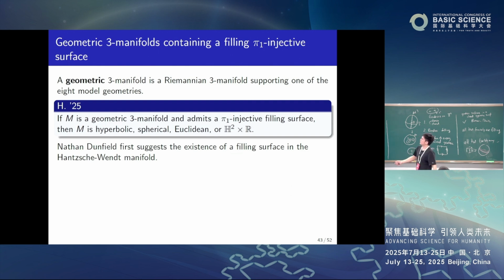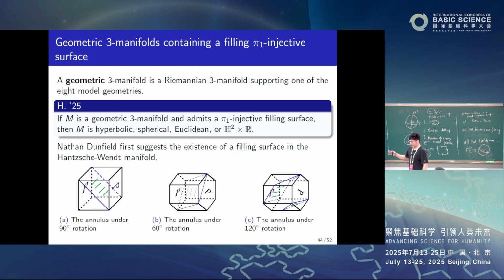All right. I also do the other direction. If your geometric three-manifold, a Riemannian three-manifold supporting one of the model geometries, supports a π₁-injective fitting surface, what does the manifold look like? So I classify all of them. It's Euclidean, spherical, H² × R, and hyperbolic.